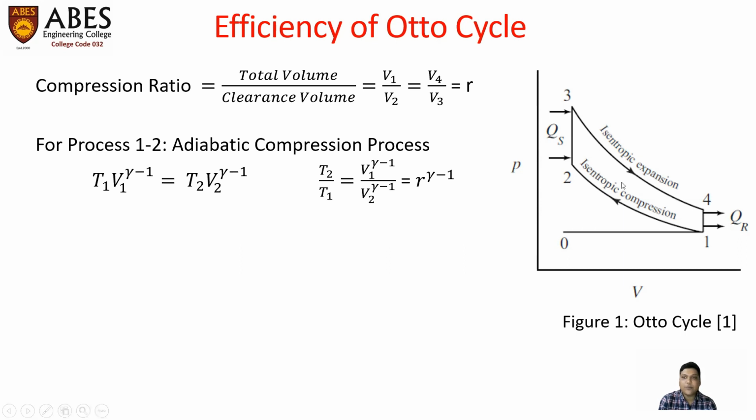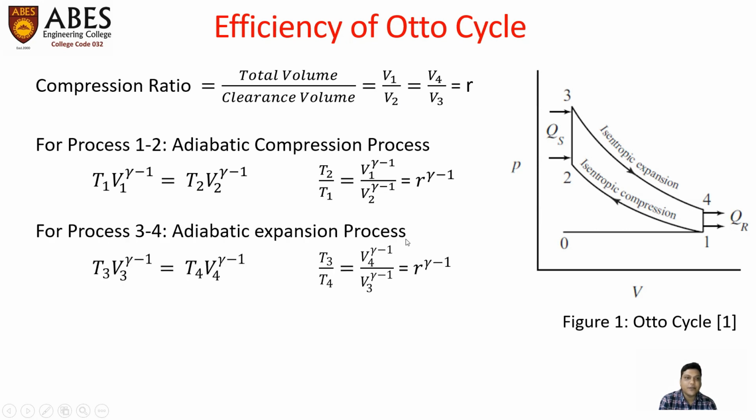Next, we talk about process 1 to 2, that is the adiabatic compression process. The adiabatic expression is T1 V1 to the power gamma minus 1 is equal to T2 V2 to the power gamma minus 1. After rearranging in terms of temperature ratio, T2 upon T1 is equal to V1 to the power gamma minus 1 divided by V2 to the power gamma minus 1. And we can see from above that V1 upon V2 is equal to r. Therefore, finally, the expression becomes r to the power gamma minus 1.